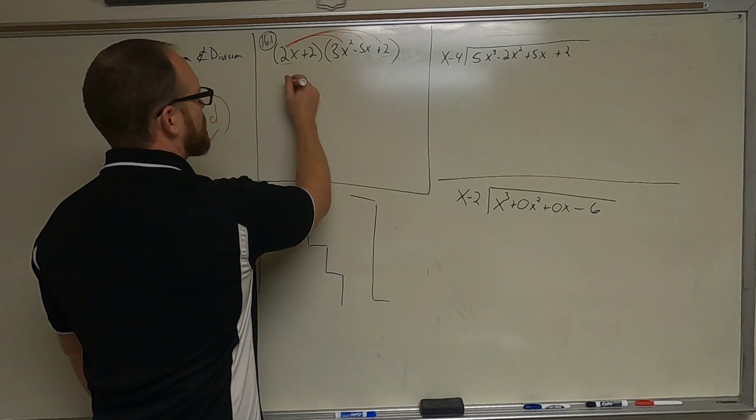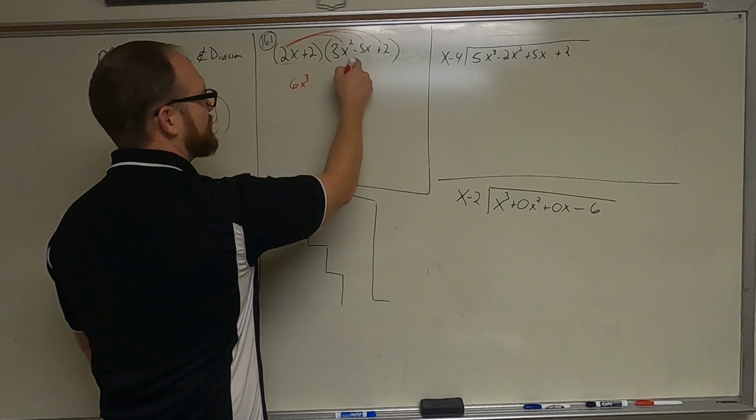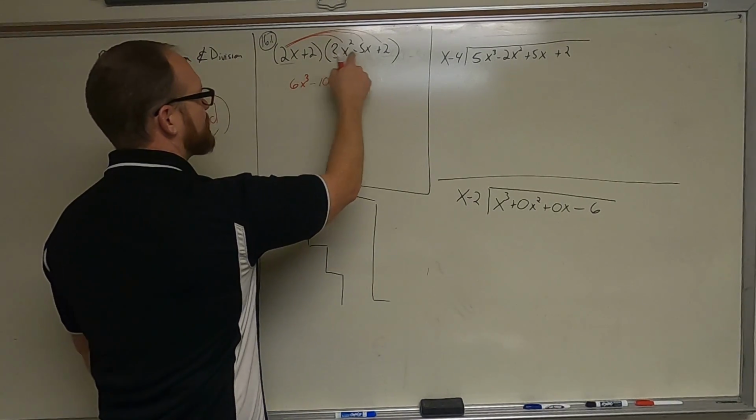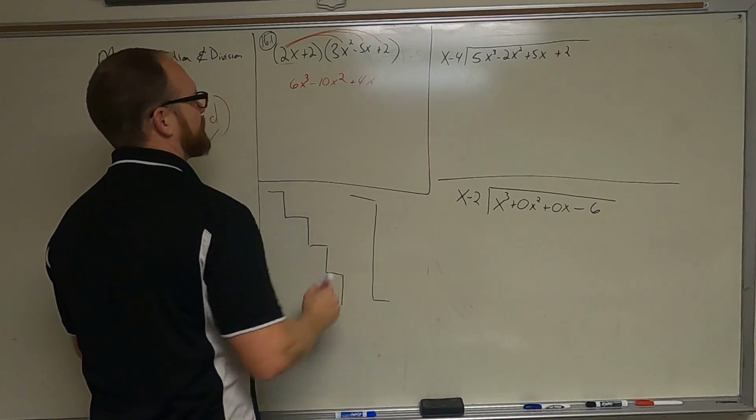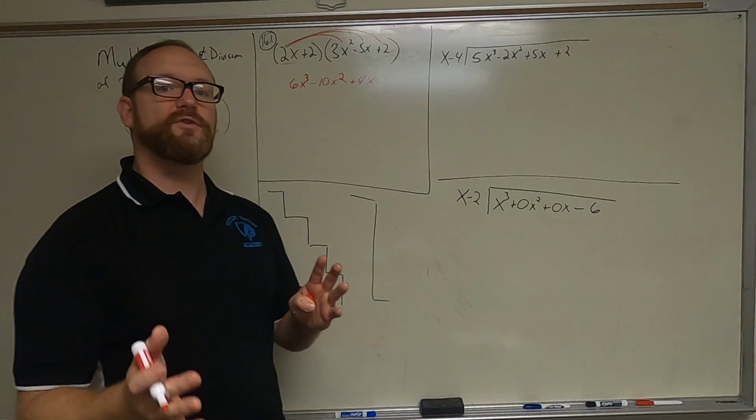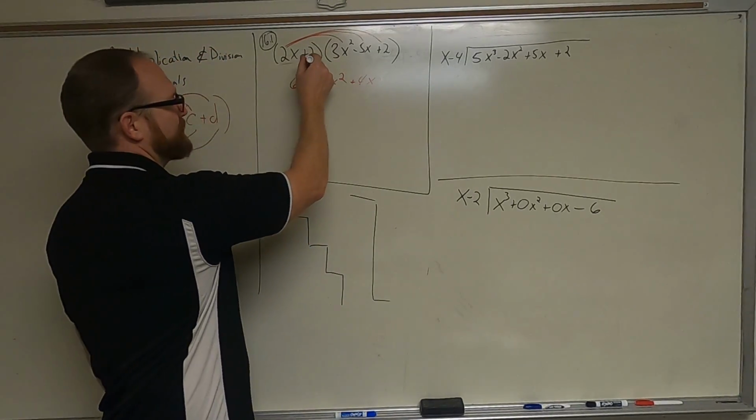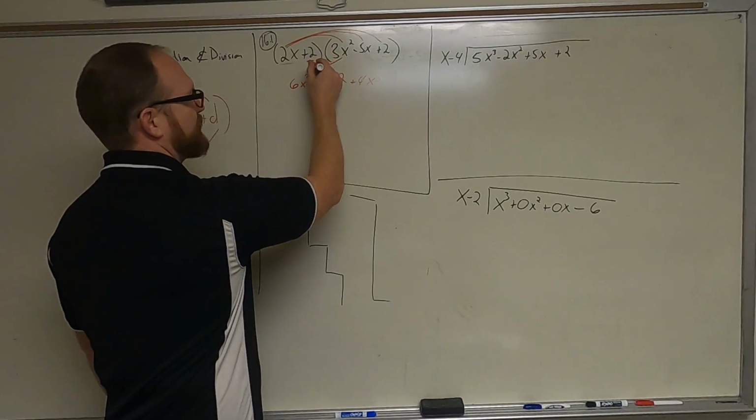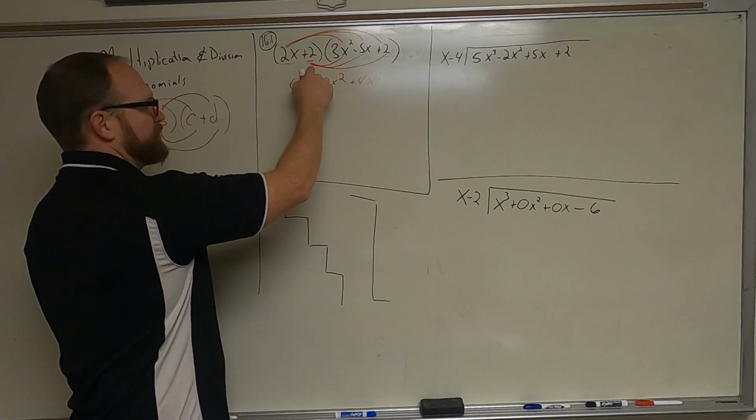2x times 3x squared is going to be 6x cubed. 2x times negative 5x is going to be negative 10x squared. 2x times positive 2 is going to be plus 4x. Okay, so I got that down. That's no problem. Now what I need to do is multiply my second term by each term over here. So it gets multiplied by the first one, the second one, and the third one. So we'll go ahead and see what that looks like.